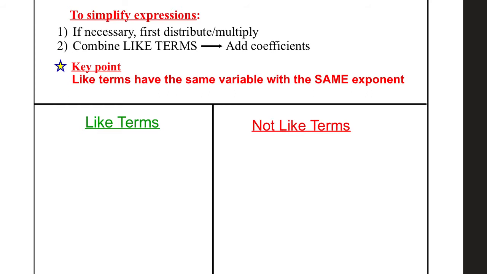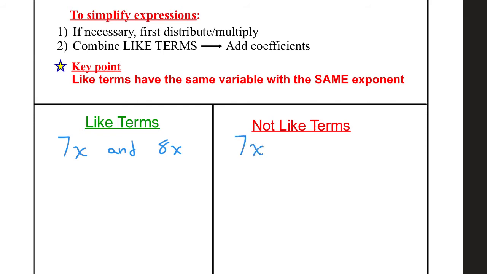So the key point: like terms have the same variable with the same exponent. So they have to have both of those things. Some examples of like terms, if you'd like to copy a chart like this. So 7x and 8x are like terms. Notice they do have a different number in front. One has a 7 and one has an 8. That's known as the coefficient. That's fine. They do have the same variable, and it's really x to the first power. They're both x. That's fine. What's an example of not like terms or unlike terms?